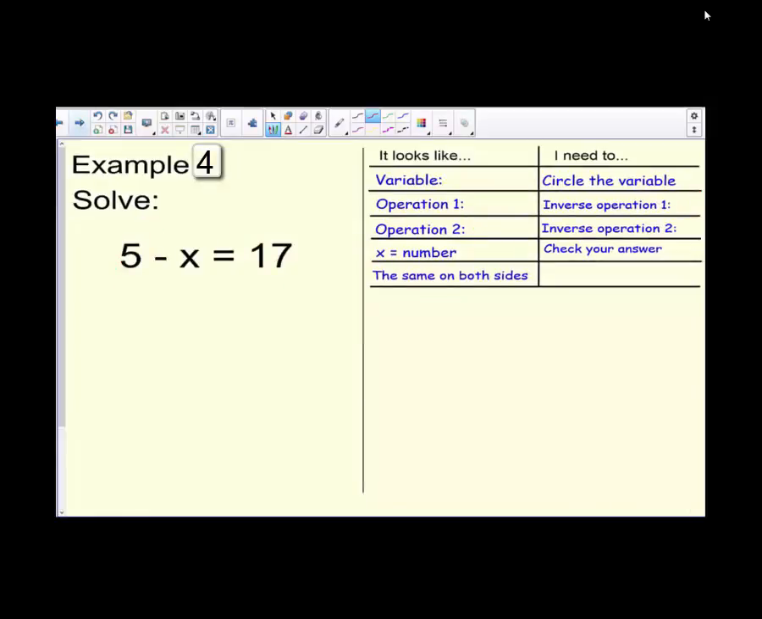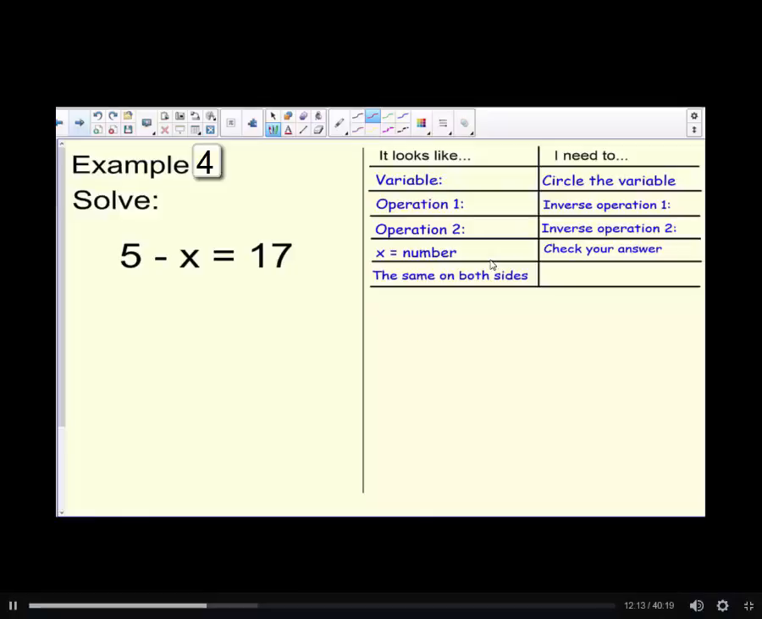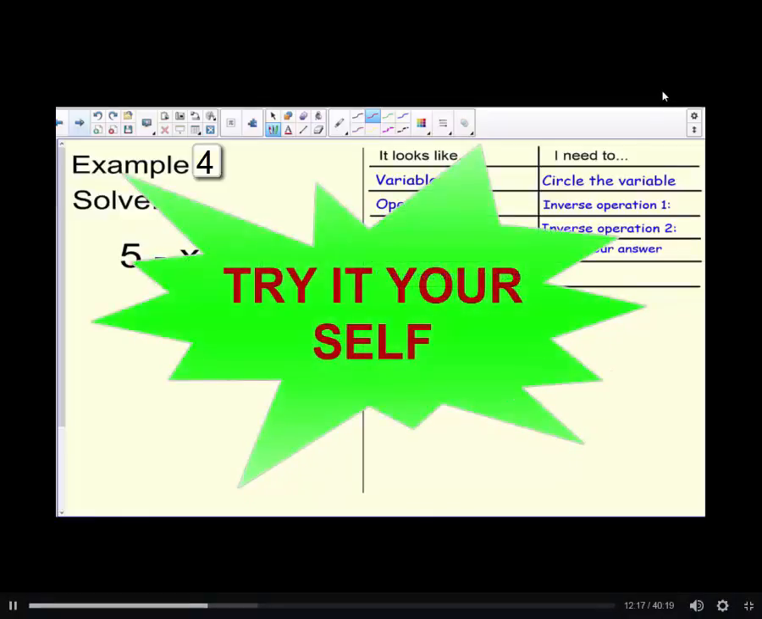Example number 5 is similar to the one before, but I just wanted to make sure that you know what to do when you have a negative in front of the variable. Try it yourself and see if you can do it.